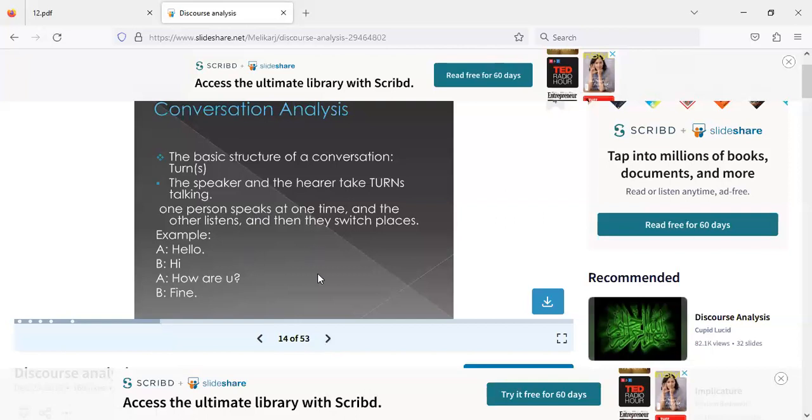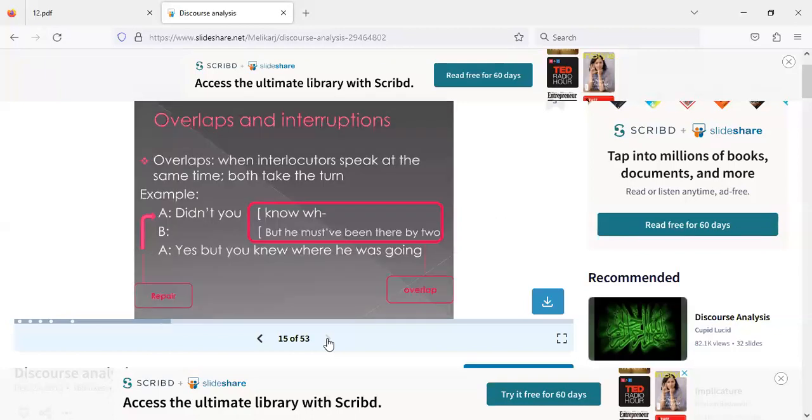This is a small example. When A says hello, B would reply hi. Then automatically the second utterance of A would be how are you, and B would say fine. So this is a very rigid, stereotype kind of dialogue. When we consider conversations, overlapping would be there, interruptions would be there. Those are related with conversation analysis.